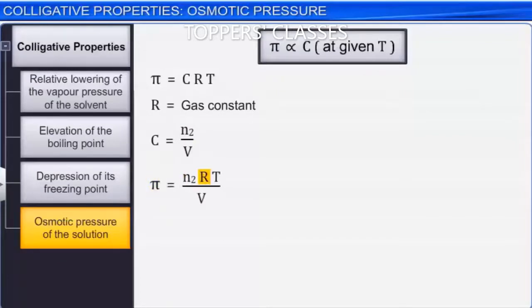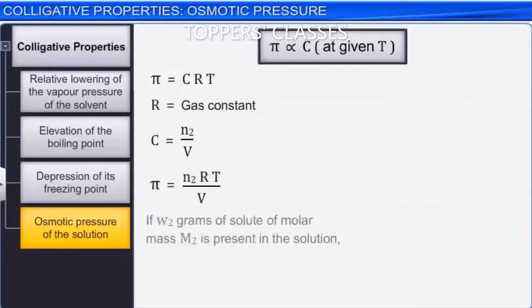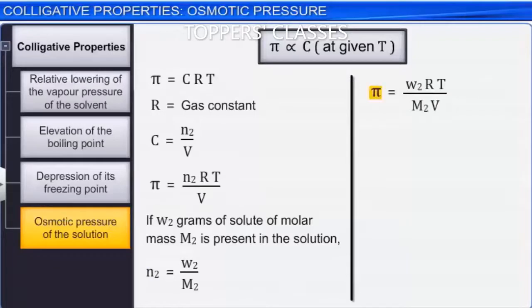If W2 grams of solute of molar mass M2 is present in the solution, then N2 is equal to W2 divided by M2. Substituting this value of N2 in the earlier equation, we get pi equal to W2 multiplied by R multiplied by T divided by M2 multiplied by V.